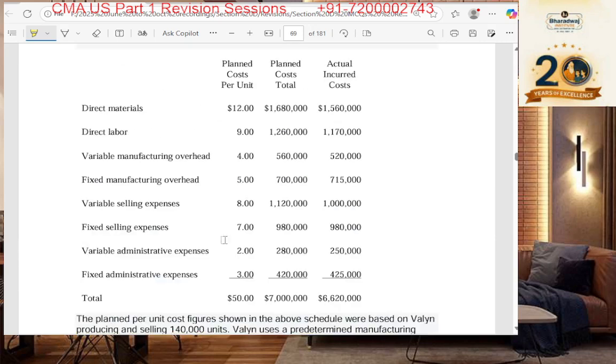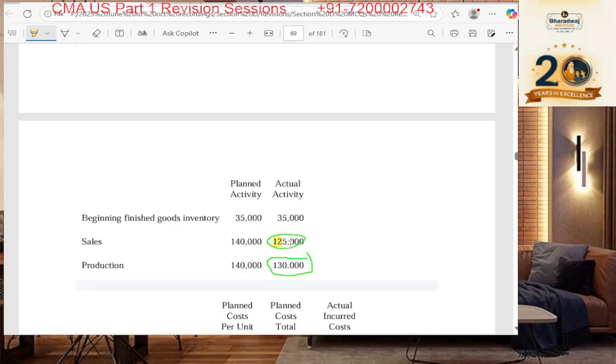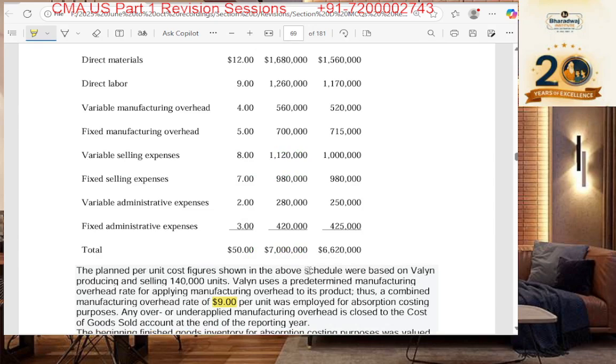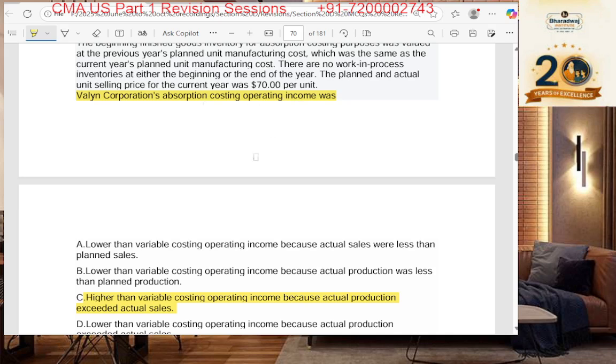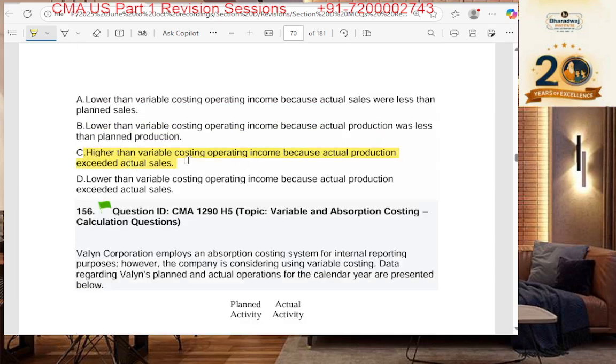Interpretation only. Your sales is less than production, or you can say production is more than sales. If production is more than sales, absorption costing income will be higher than what? Variable costing.